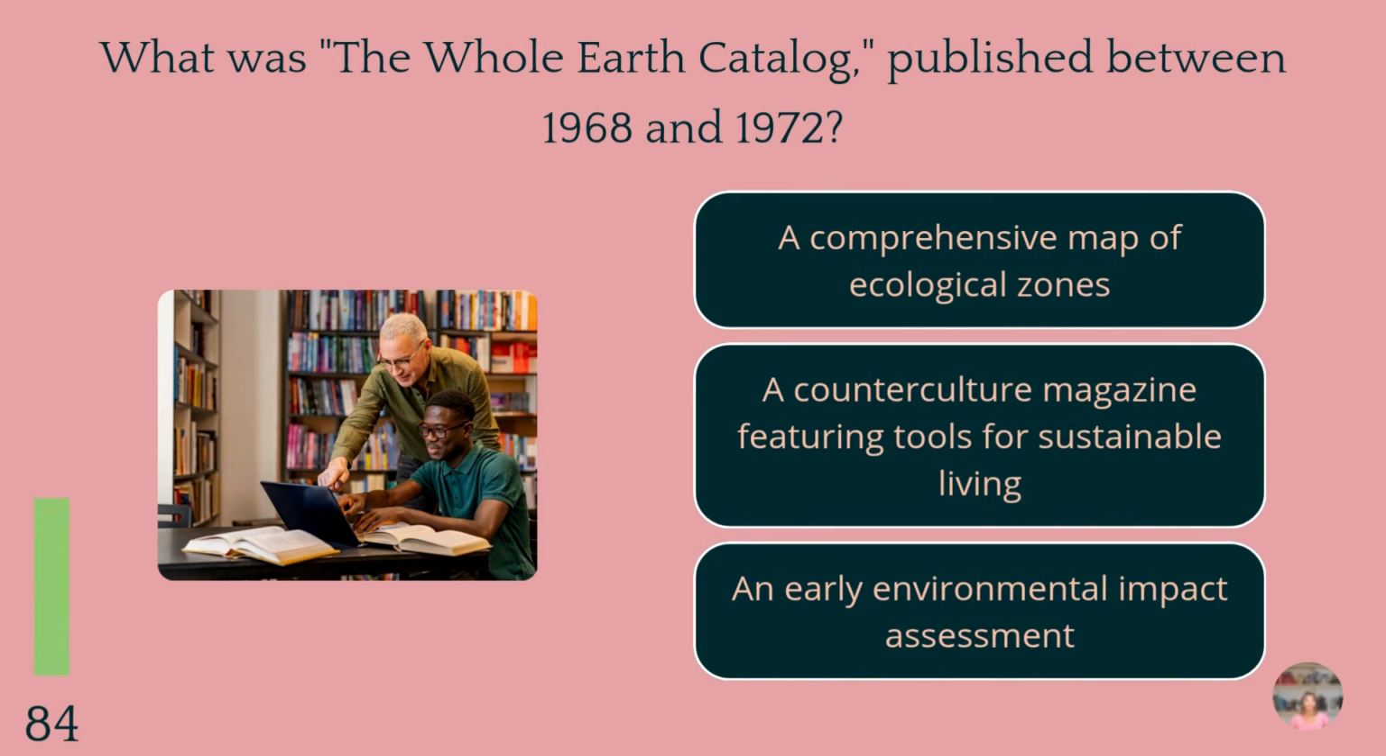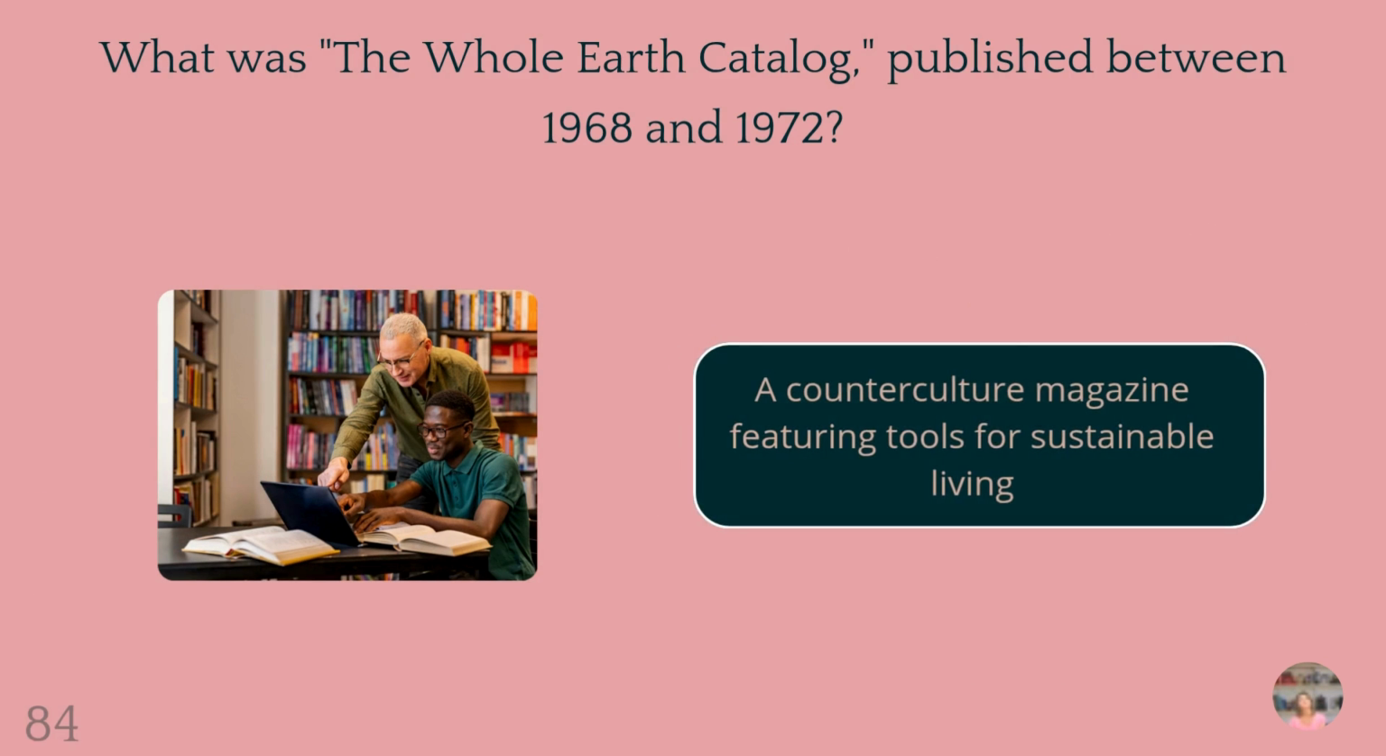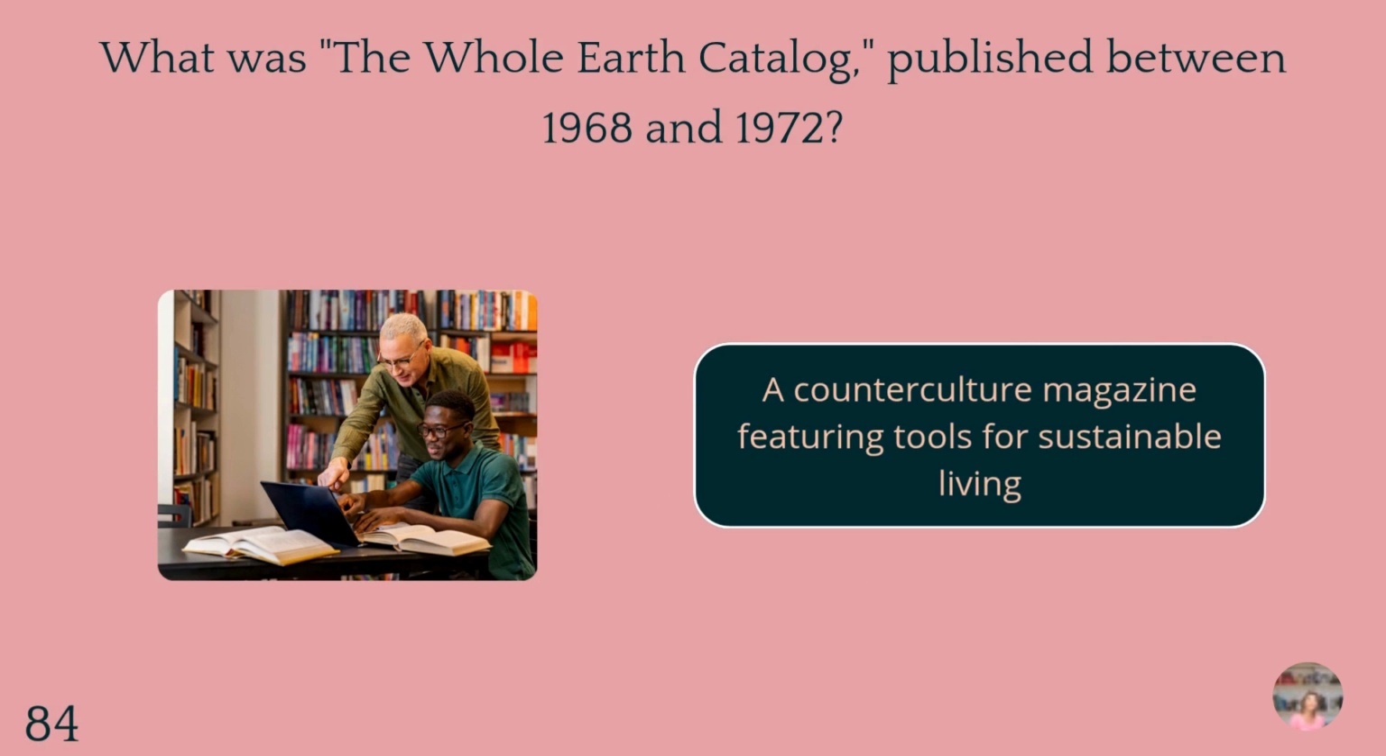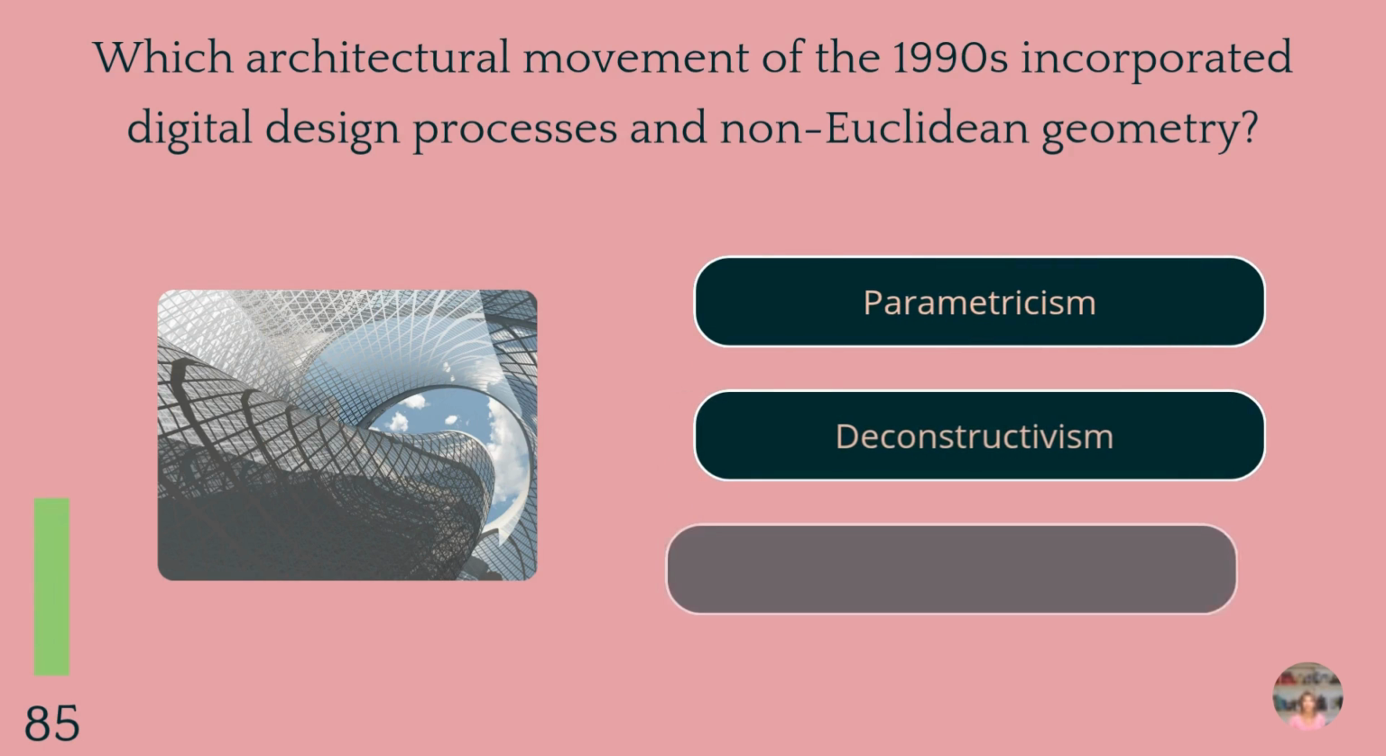What was the Whole Earth Catalog, published between 1968 and 1972? A comprehensive map of ecological zones, a counterculture magazine featuring tools for sustainable living, or an early environmental impact assessment? A counterculture magazine featuring tools for sustainable living.